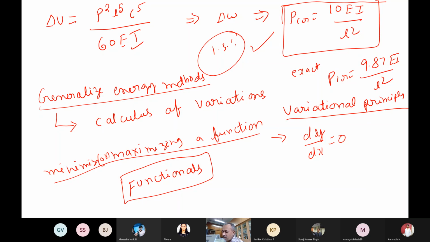What is meant by a functional? What is the definition of a functional? The function of a function. Yeah, function of a function. Yeah, very good. I think all of you know all these things. So it's the function of a function.